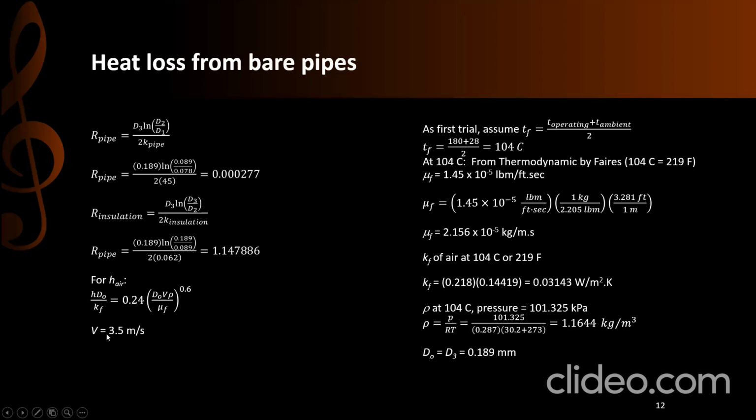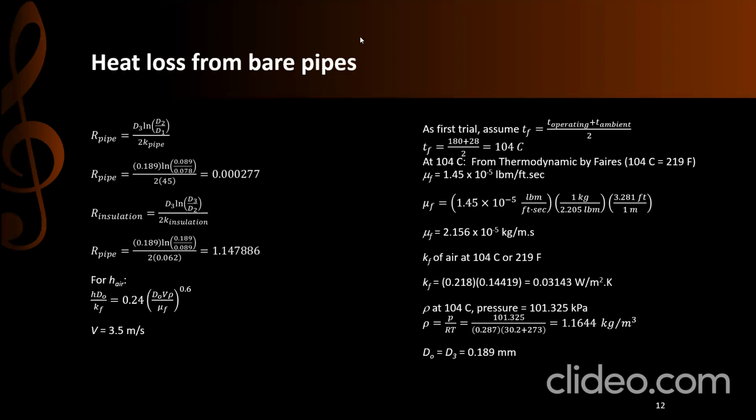Kaya yan yun. Rho at 104C, pressure is 101.325 kilopascal. So rho is equal to, this is air. Pwede mo gamitin P over RT, 101.325 over 0.287 divided by 30.2 plus 273 is equal to 1.1644 kilogram per cubic meter. Teka, bakit 30.2?